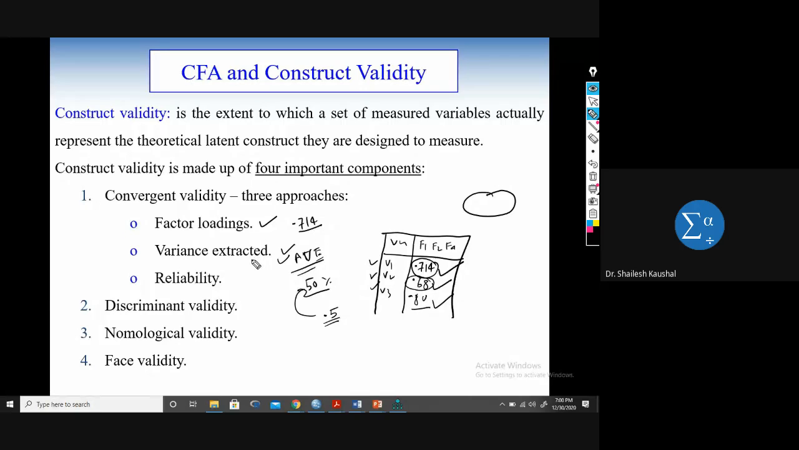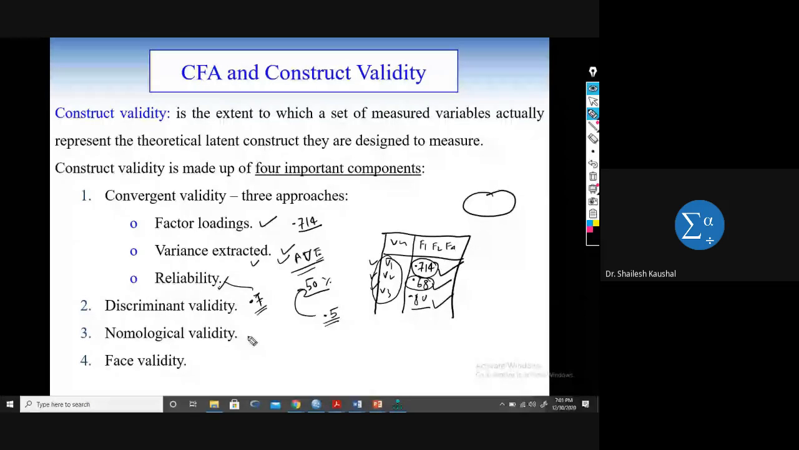We have another method to find the convergent validity, through average variance extracted. And third is the construct reliability. It is not Cronbach reliability. I am talking here about composite reliability, construct reliability. Its value should be greater than 0.7. If it is greater than 0.7, then the questions we are taking in our study for a particular construct will be good.